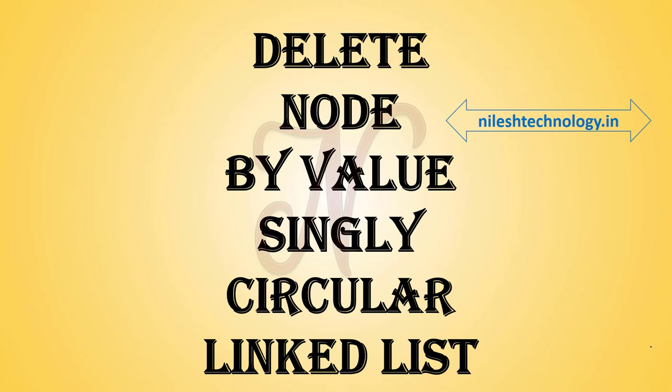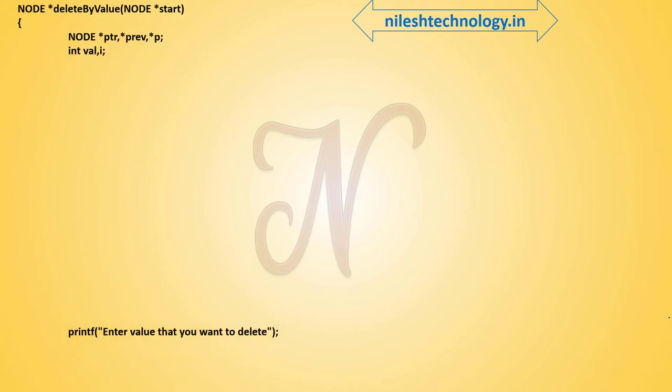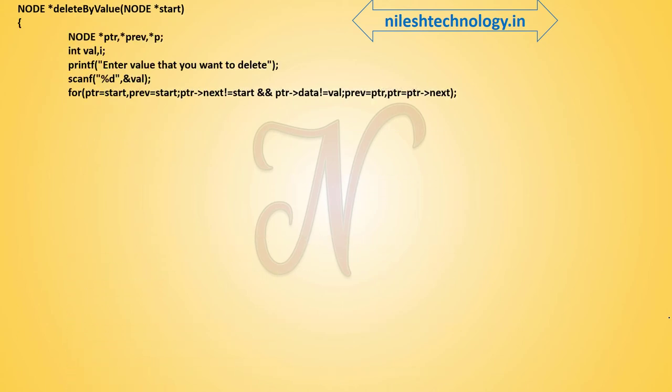In this video we will discuss how to delete a node by using a value in a singly circular linked list. So let's begin. See here, this is your function delete by value. This is your ready linked list. Here we assume one linked list, for example 4, 5, 6 and 7.